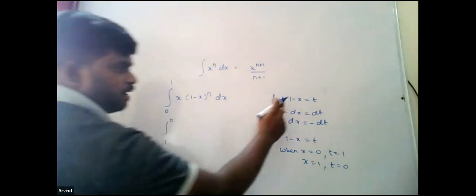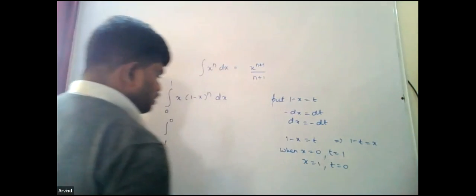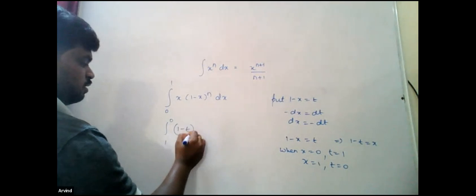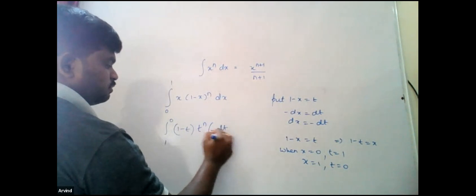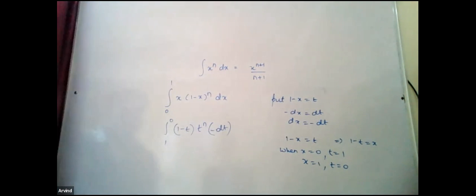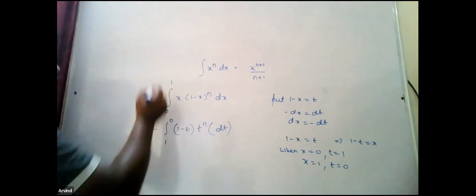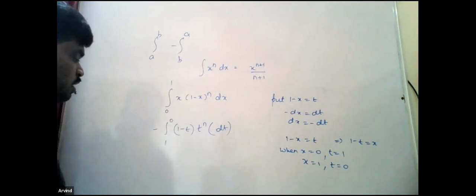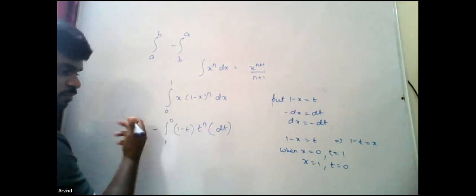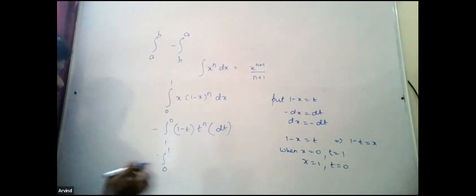If 1 minus x is equal to t, and just shift it, which implies x will become 1 minus t. So x becomes 1 minus t. 1 minus x becomes t power n. dx is minus dt. Isn't it? Now, I'll take this minus outside. You know this. A to B and B to A, you get a negative sign, isn't it? So I'll change the limit. So this negative vanishes. So it will become 0 to 1. Minus into minus is plus.